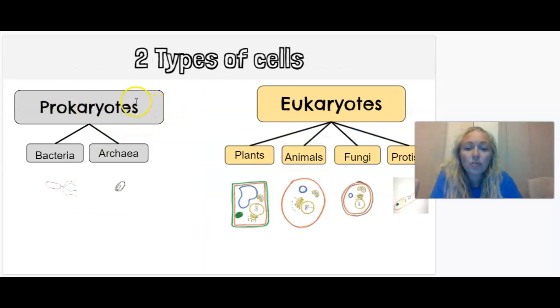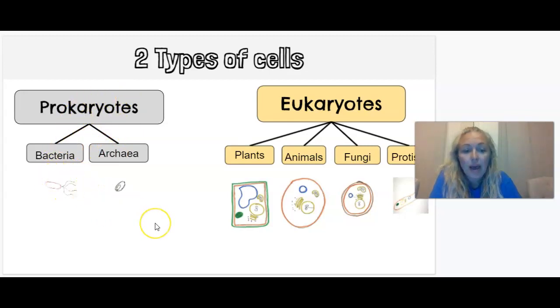Again, our 2 major types of cells are called prokaryotes and eukaryotes. The things that you've heard of and that you think about as living things, plants and animals, are both eukaryotic cells, also fungi and protists. We'll learn a little bit more about those later. All prokaryotes are bacteria. There's just two main kinds of bacteria, regular bacteria and archaea. So those are our prokaryotes.